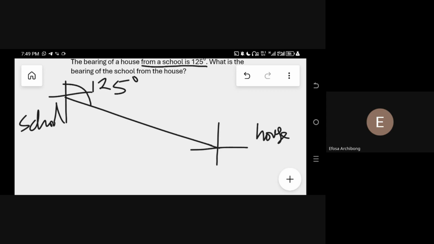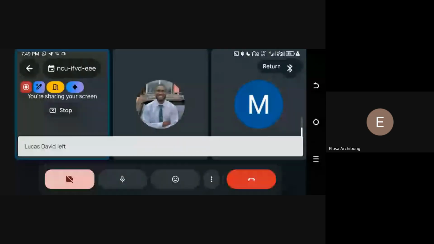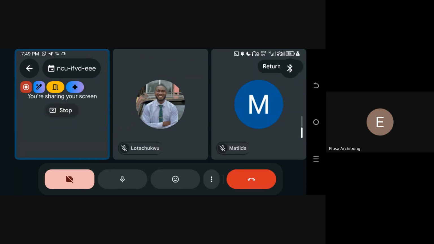And then what should be done to get that? Who has an idea? What should be done to get the alternate angle at the house? Matilda, any idea to get our alternate angle at the house? No, sir.